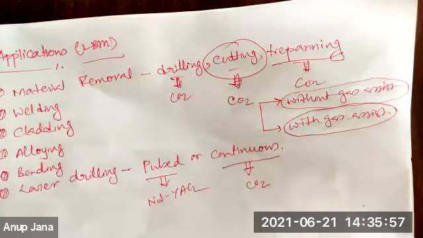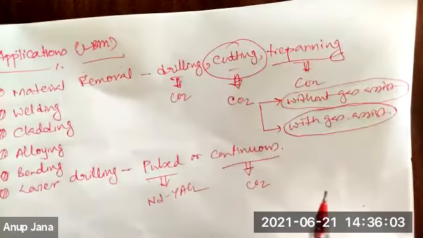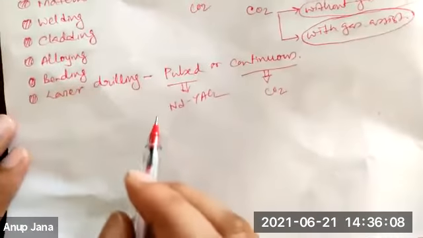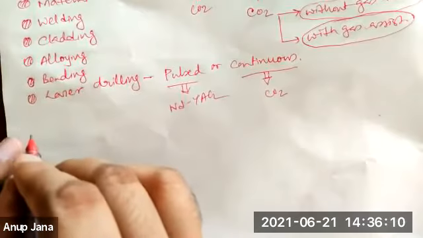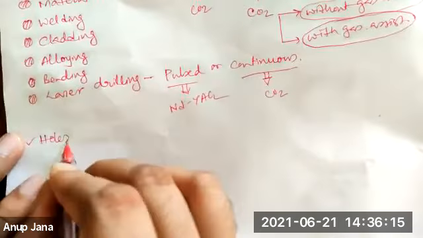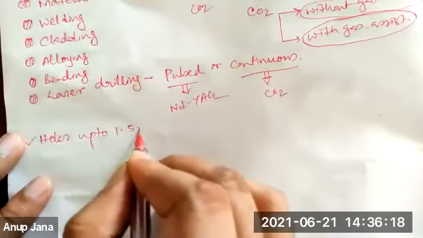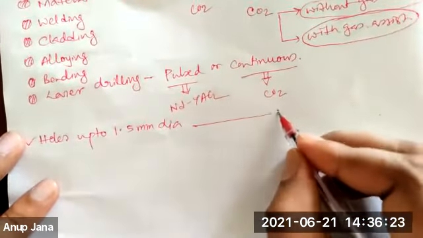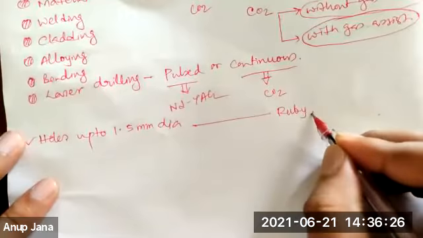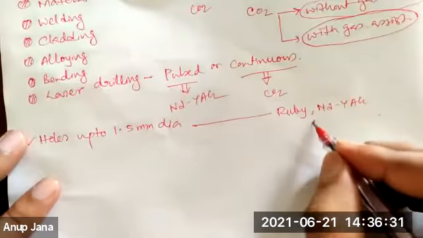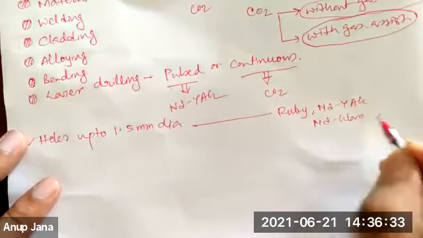Now, in which application, which laser do we have to use? This is very important. If we are making holes up to 1.5 mm dia, in that case, we can use ruby laser, NdYAG laser, or we can use ND glass laser also.